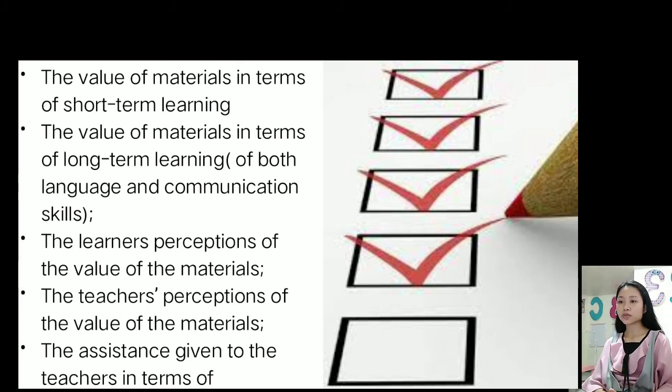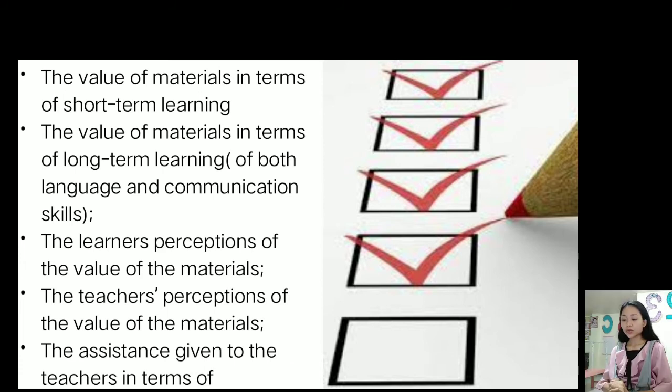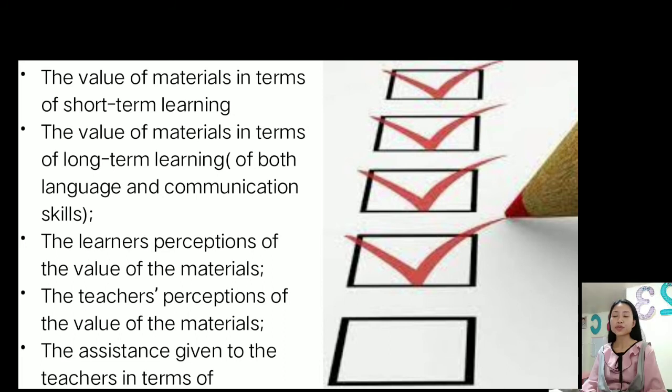And learners' perception of the value of the materials. So, it must also consider the perception of both teacher and student of the usefulness and importance of the materials. Next is the assistance given to the teachers in terms of preparation, delivery, and assessment. Those are the things that we need to consider in evaluating materials.